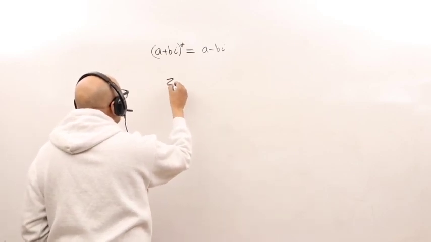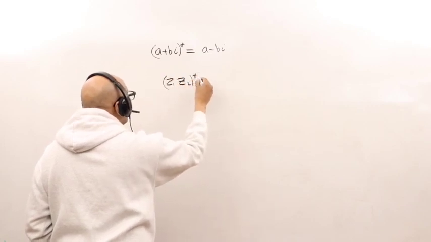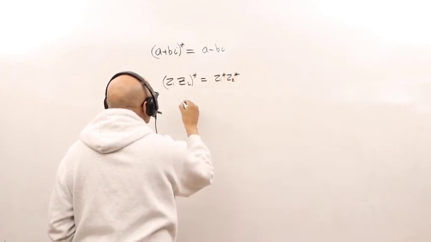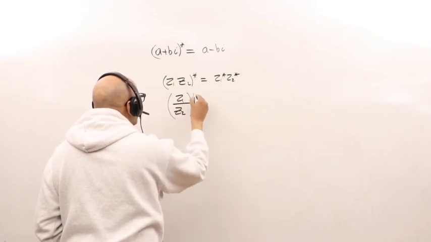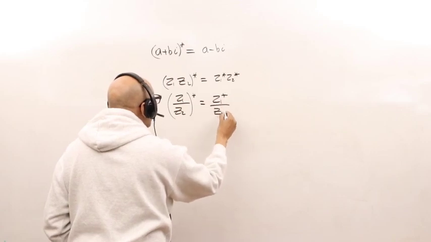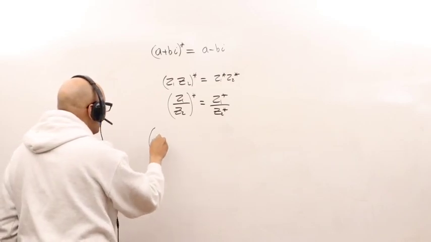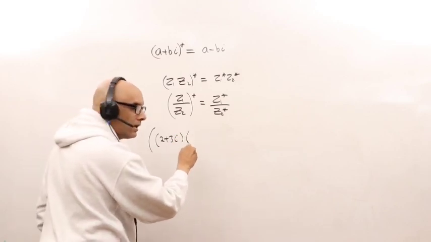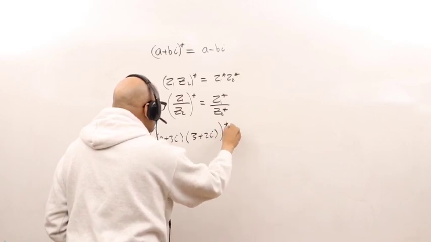Now, if z1 and z2 are complex numbers, and I find the complex conjugate of the product, it's z1 complex conjugate times z2 complex conjugate. If I have z1 divided by z2, the complex conjugate is equal to z1 complex conjugate over z2 complex conjugate. So in this example, we just have to evaluate 2 + 3i times 3 + 2i, complex conjugate.